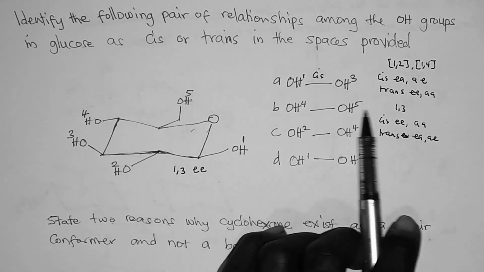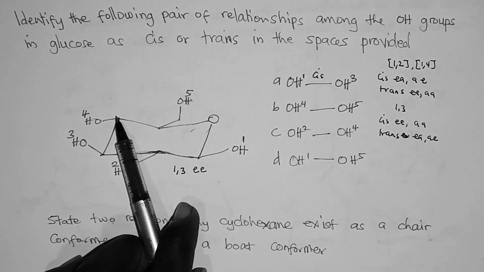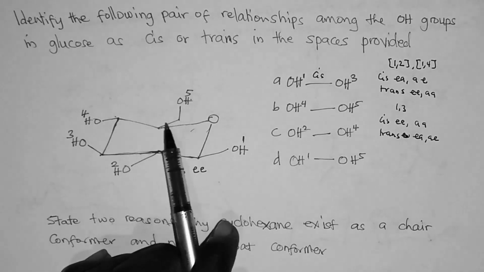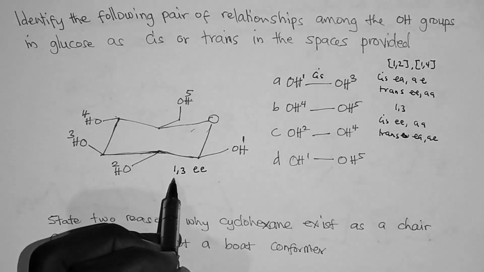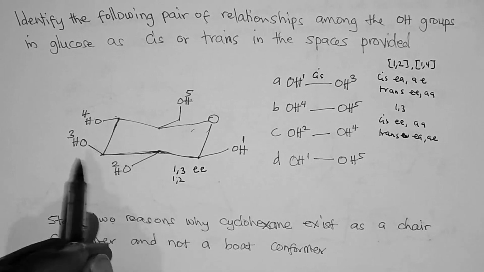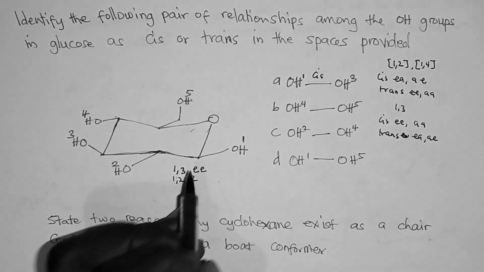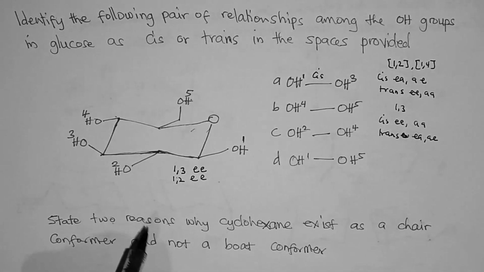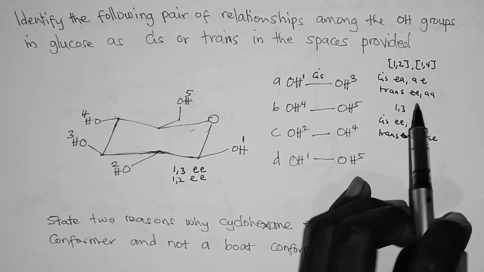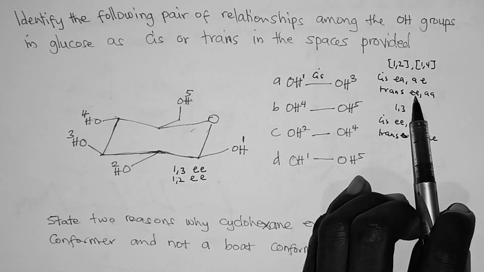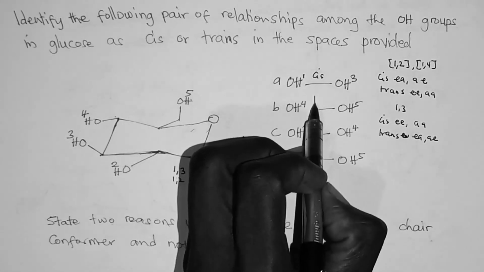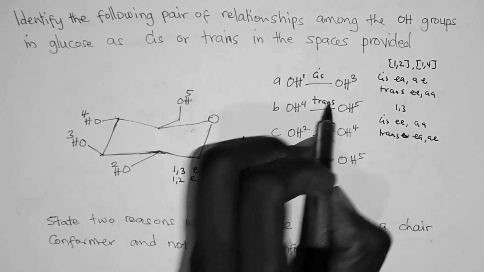Then OH4 and OH5. OH4 and OH5, the relationship between them is a 1-2. And then for a 1-2, you see that this is in an equatorial position. This is also in equatorial position. Then for 1-2, EE is a trans. So this is a trans.